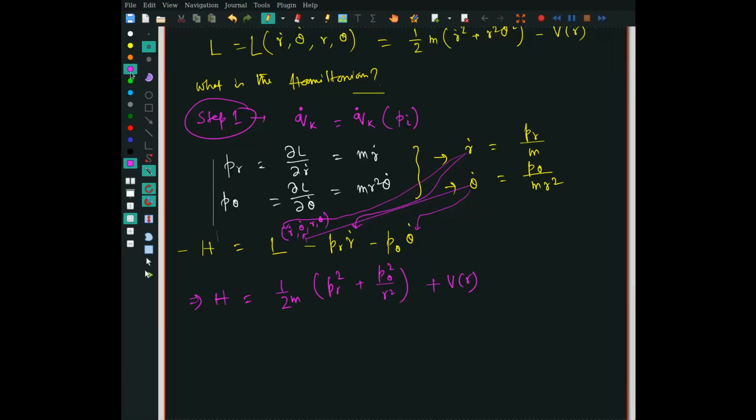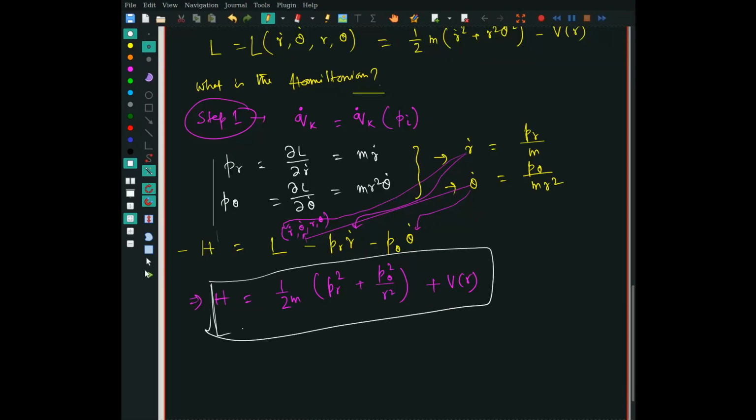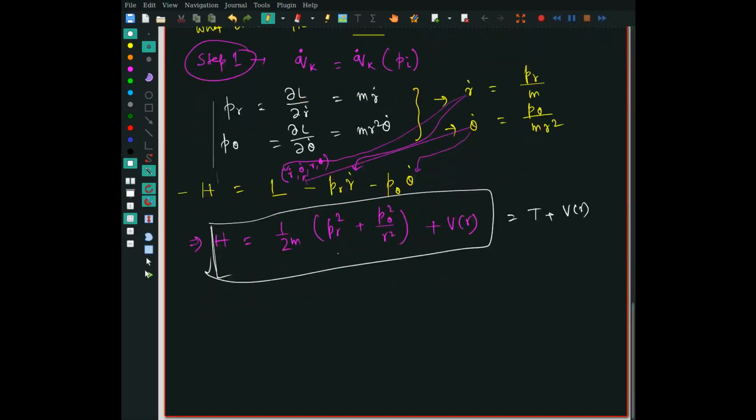Now notice at the end there is no r dot and theta dot anywhere. So in the final expression for the Hamiltonian, if there are coordinate derivatives, then you get it wrong. Remember, when you find the Hamiltonian, you have to express it in terms of the momenta and the coordinates only, and no coordinate derivatives. Incidentally, since this is a conservative system, this can be interpreted as T plus V.